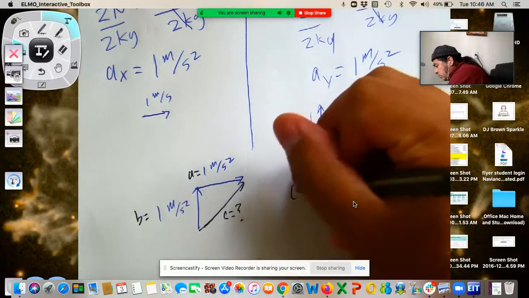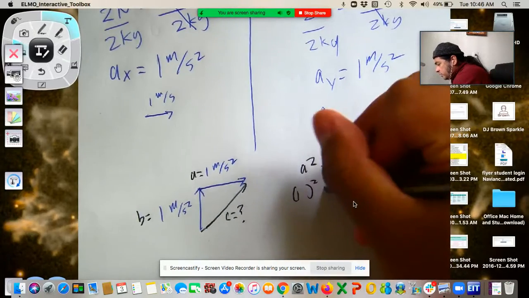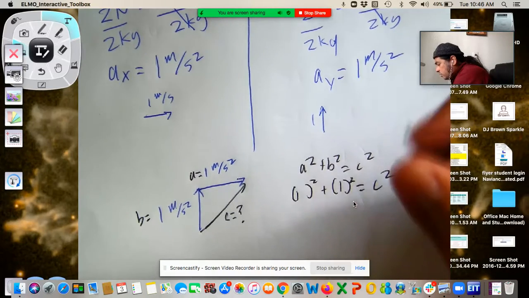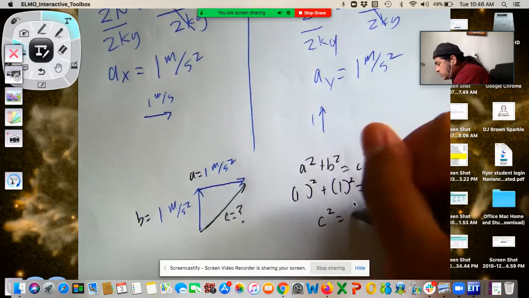a is 1. I'm going to leave out the units just to make it a little bit neater. Now you can always prove to yourself that the units work. 1 squared plus 1 squared is equal to c squared. 1 times 1 is 1. 1 times 1 is 1. So what we get here is c squared is equal to 2.